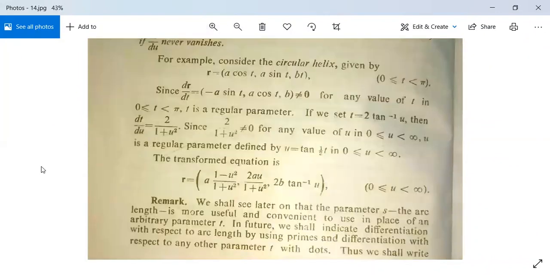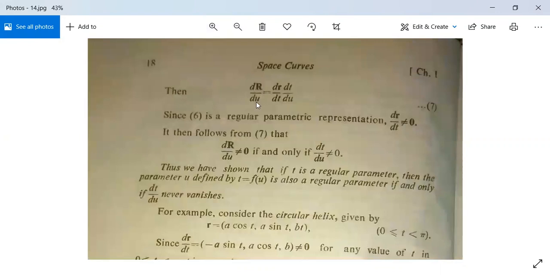अब देखो, then dr by du is equal to dr by dt into dt by du. Since u is a function of t, so it is dr by du is dr by dt into dt by du. Now equation 6 is a regular parametric representation, क्योंकि regular है तो dr by dt is not equal to 0. Then from 7, dr by du is not equal to 0 if and only if dt by du is not equal to 0. तो ये 0 तभी नहीं होगा when dt by du is not 0.